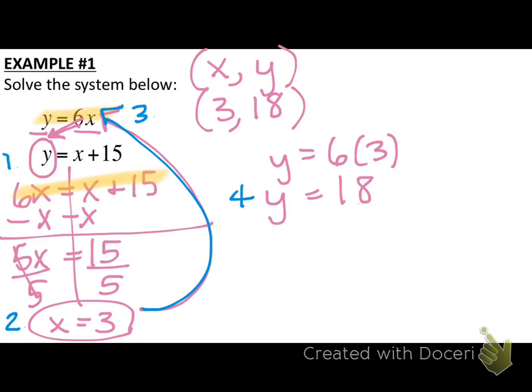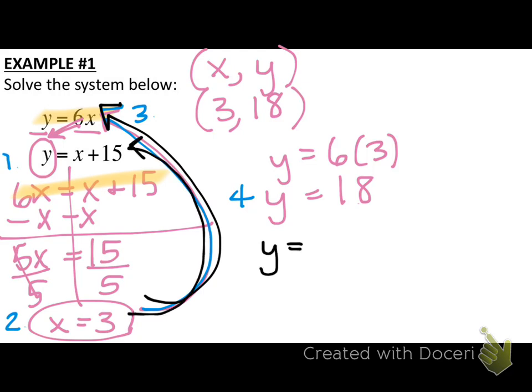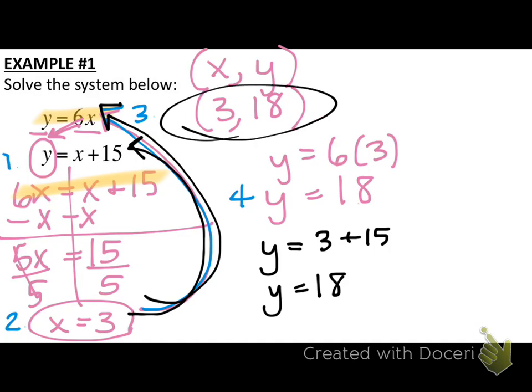Okay? Now, a question you may be wondering is, did I have to actually substitute it back in for the top equation? And the answer is no. I could have used this 3 down here, and I could have substituted in for the second equation. Because take a look. If I use that 3 plus 15 would still equal 18 for y. So right here, this is my answer. Bada bing, bada boom.